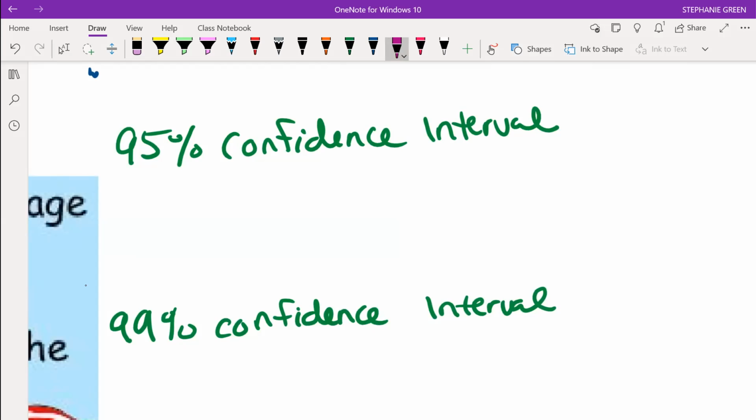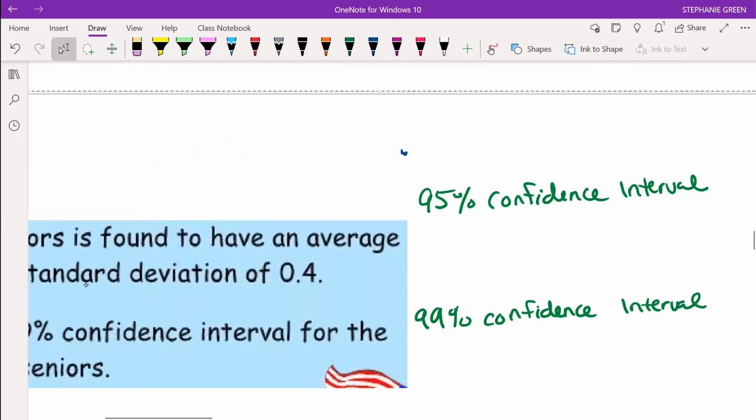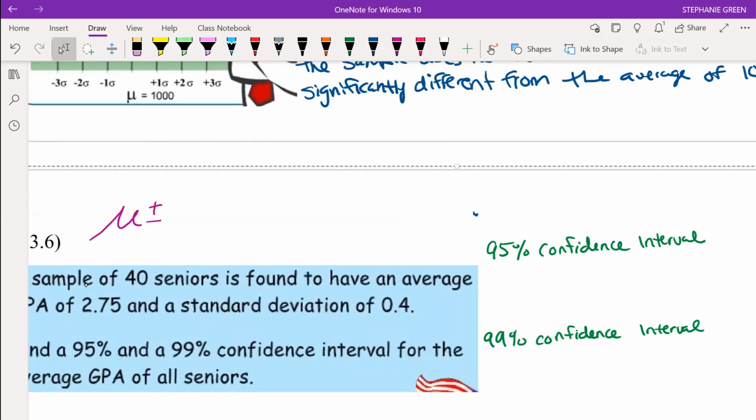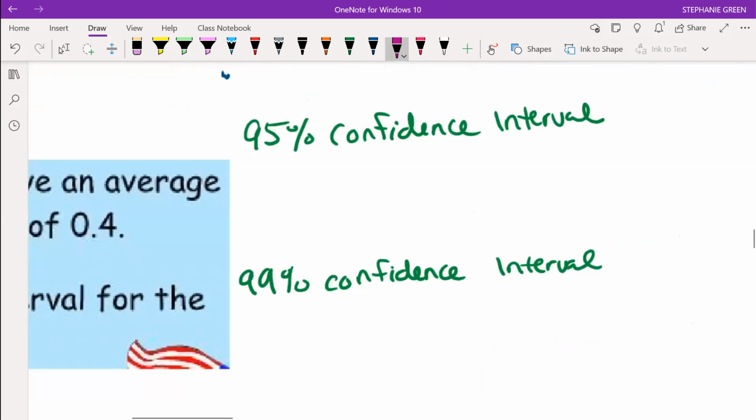So for the 95% confidence interval, we take our mean. I'll write that up here so you don't forget. Remember, it was mean plus or minus our z star times the standard deviation, which for the sampling distribution of the sample means would be the standard deviation of the population divided by the square root of n, right? That's how we get our confidence interval. We've done this before, so let's see what we get here.